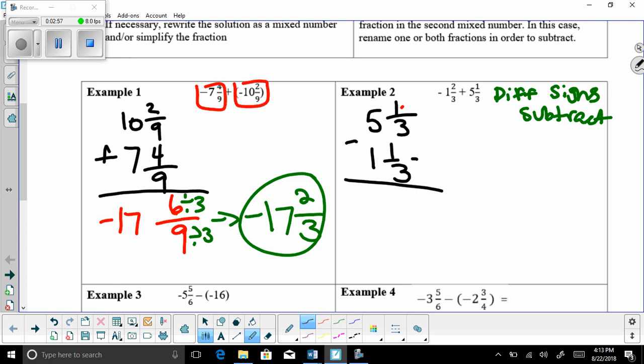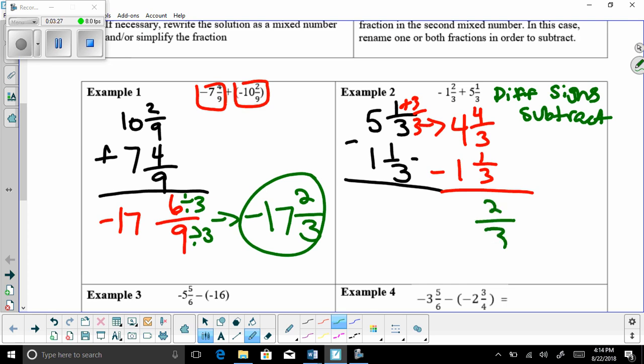So instead of 5 1/3, I'm going to take a whole part or a whole number away from the 5, and that's going to change to 4. And then because I took one whole away from 5, it's like adding 3/3. So I now have 4 4/3 minus 1 1/3, which I can do. 4/3 minus 1/3 gives me 2/3. 4 minus 1 gives me 3. When I look at my numbers, 5 is positive and it's bigger than -1. So my final answer is +3 2/3.